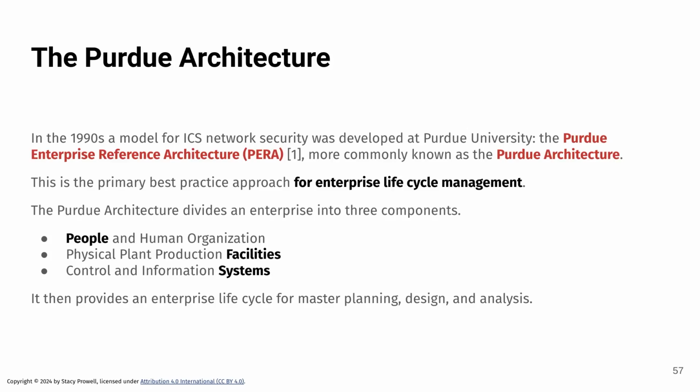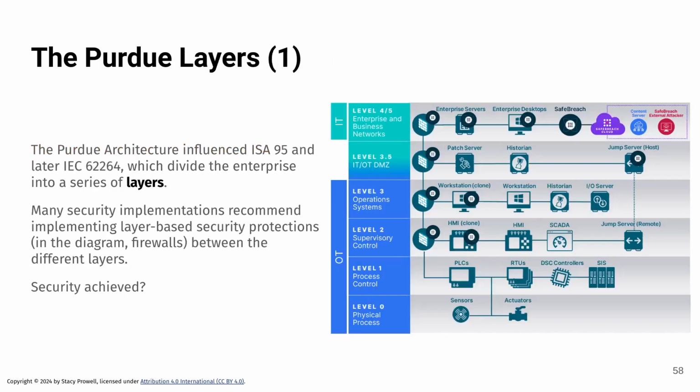It divides an enterprise up into people, facilities, and systems. And then it gives you a system for master planning, design, and analysis of that network. It influenced some other standards, ISA 95 and IEC 62264, and all of these divide the enterprise up into a set of layers.